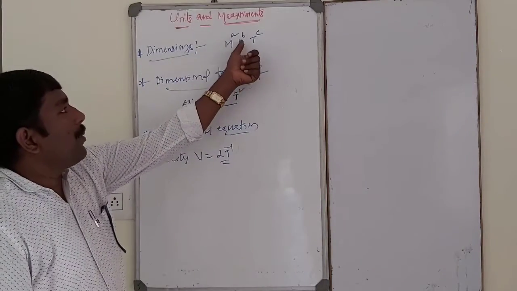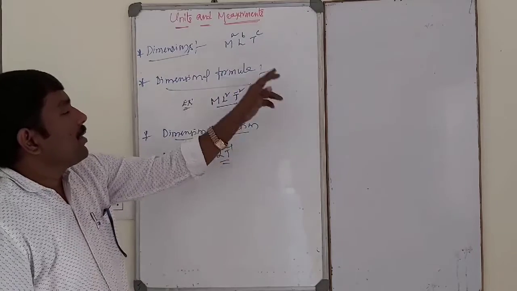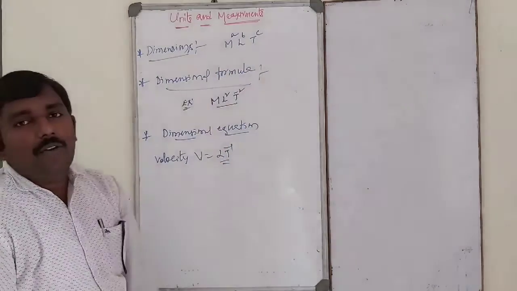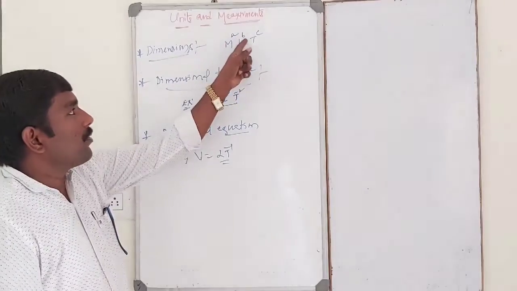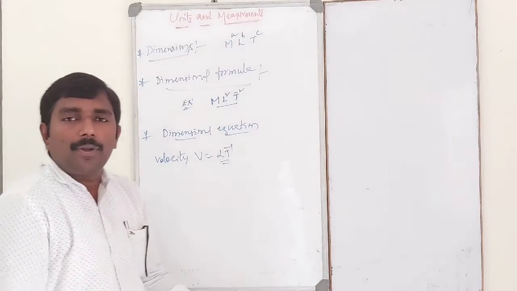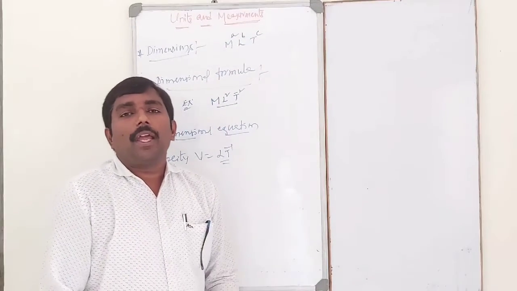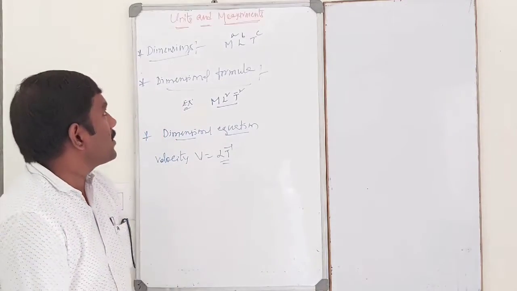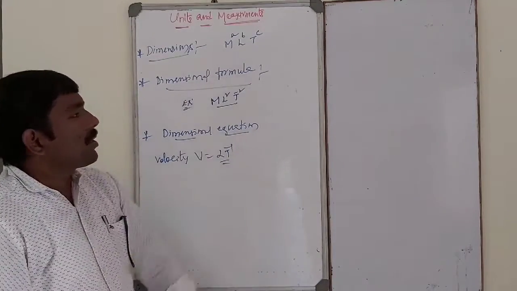So M power a, L power b, T power c. Here M, L and T are the fundamental quantities. The powers will be raised to obtain a given physical quantity.